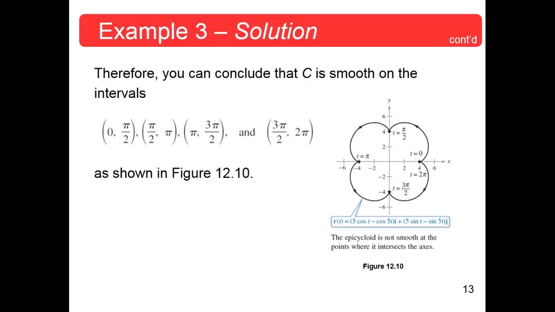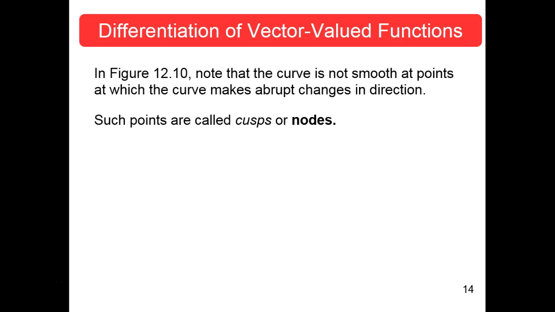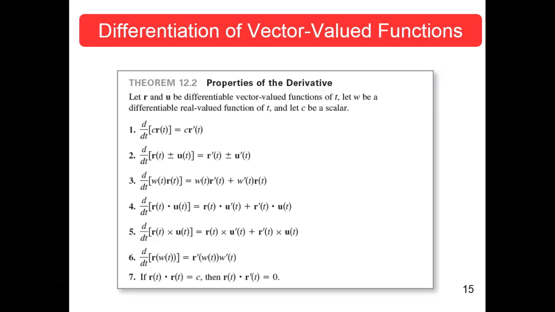Most of the differentiation rules in Chapter 2 have counterparts in vector valued functions. Oh, wait, I'm sorry. In the figure, note that the curve is not smooth at the points where it makes abrupt changes in direction. Such points are called cusps or nodes, N-O-D-E-S. All right, and here are the properties of the derivative. They were true pretty much with scalar valued functions. Is it time? It's past time. All right, we'll pick up on this slide next time.